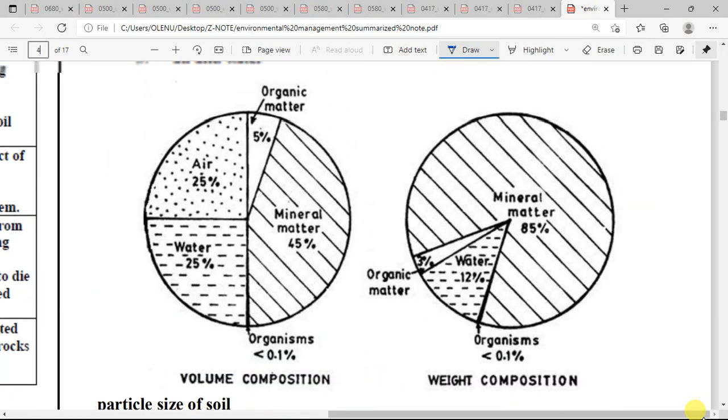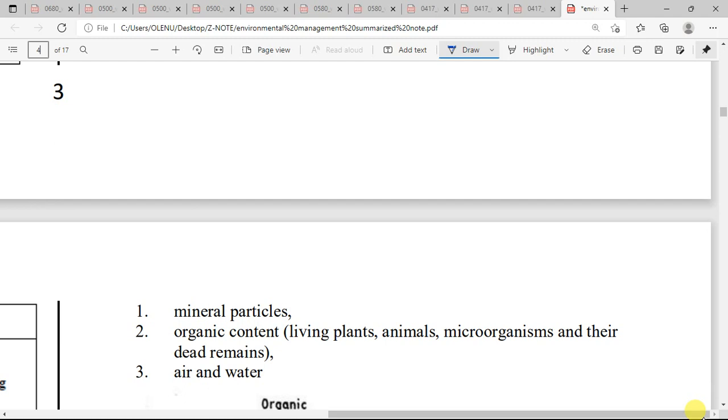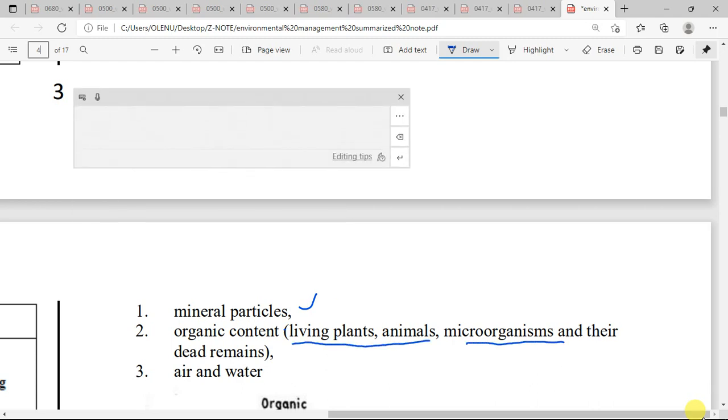Now, this is it. Soil is made up of mineral particles, organic content, and the organic content has to do with living plants and animals, microorganisms, and their dead remains. These are all organic content, which add to become part of the soil. And also we have air and water. These are the three major components of soil. So we're going to look at how these individual components are distributed throughout the soil.